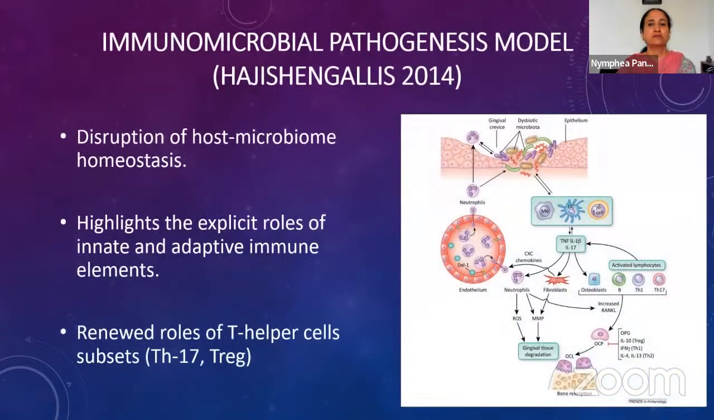Then came another model, that is the immunomicrobiological pathogenesis model, by Hajishengallis in 2014. It is the same model where they explain the dysbiosis and all that. But now, at this time, there was a lot of research going on from the immunological point of view. Now you should see that there is the development of, we had initially Th1 and Th2 responses.